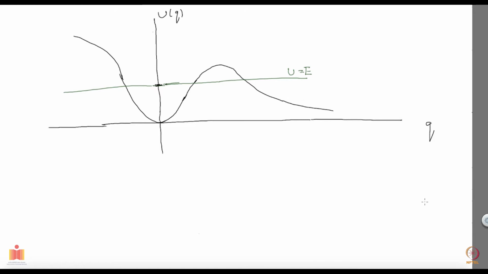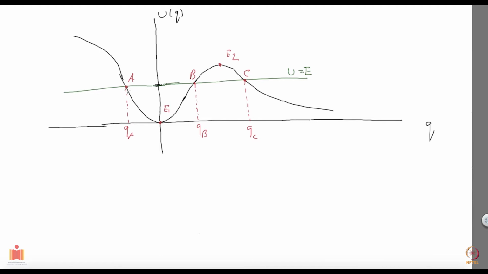And let me also indicate these points. Let me call it QA, QB, QC. And I want to label these points as A, B, and C, and this point as E1, this point as E2.